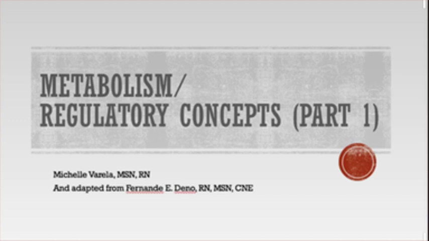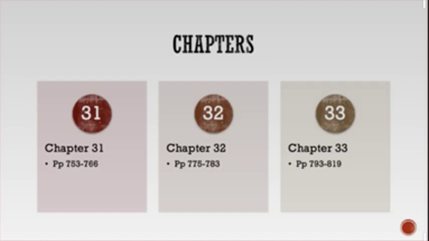Alright everyone, I have broken down the metabolism regulatory lecture into 3 parts. The first part is just more of an overview of the metabolism and the different hormones. The second part is going to talk about the thyroid and thyroid disorders. And the third part is going to talk about diabetes. Here are the 3 chapters from your Patho book and the corresponding page numbers that we are going to cover in the total of today's lectures.